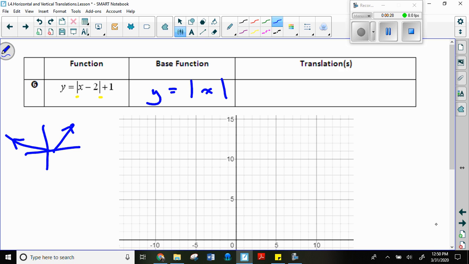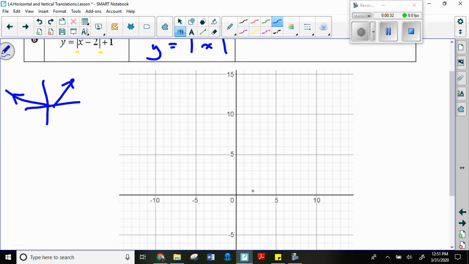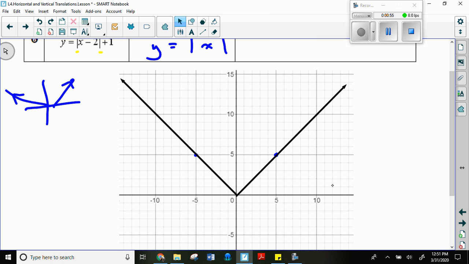Okay, it was like the parabola, but it went in straight lines. So I'm going to put this there and this there because these lines go over one and up one, over one and up one, over one and up one. So they go through 1 at 1, 2 at 2, 3 at 3, 4 at 4, 5 at 5. Okay, so there's our base graph.